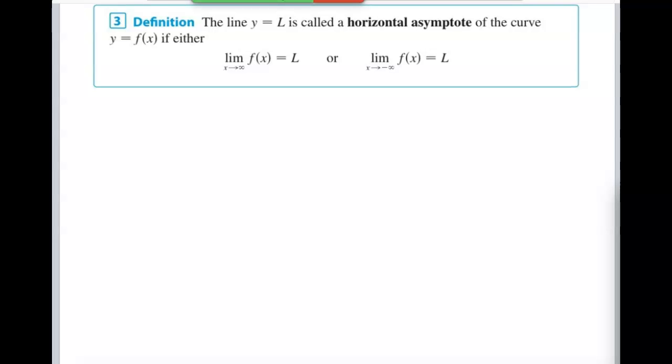So now we have this definition of what a horizontal asymptote is. When the infinite limit exists, you have a horizontal asymptote at y equals L. So in either case, if the limit of f of x as x approaches positive infinity is L, or as x approaches negative infinity is L, we would say in both cases y equals L is a horizontal asymptote of the curve.